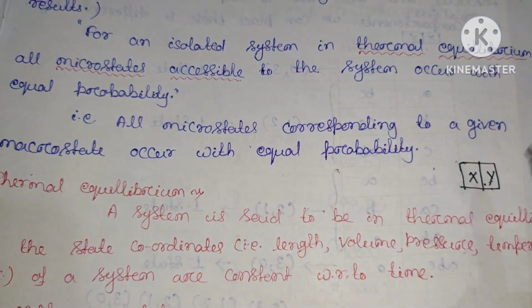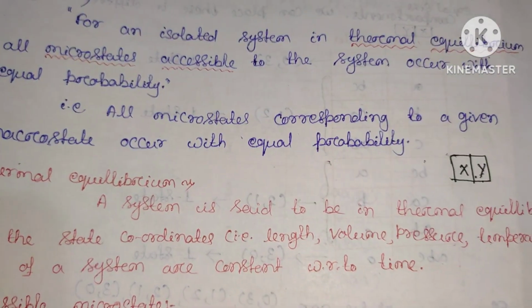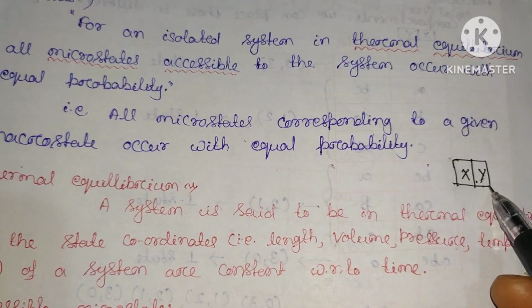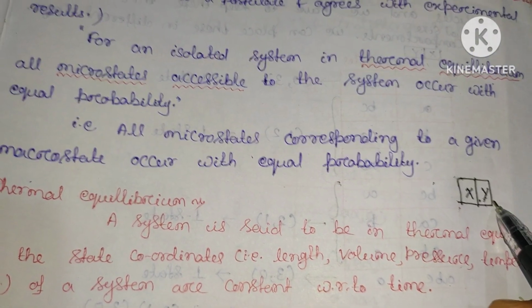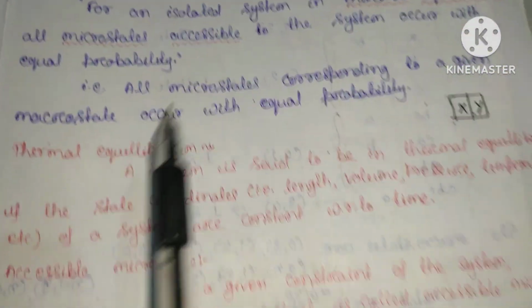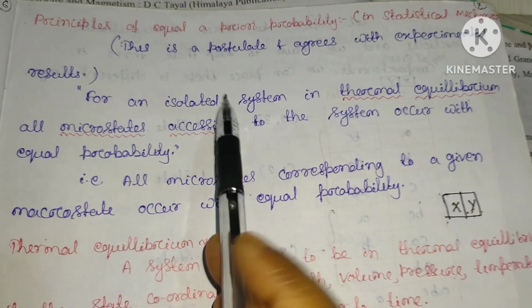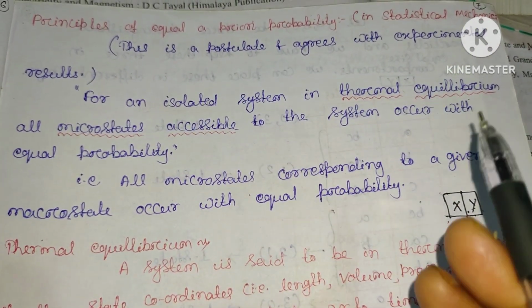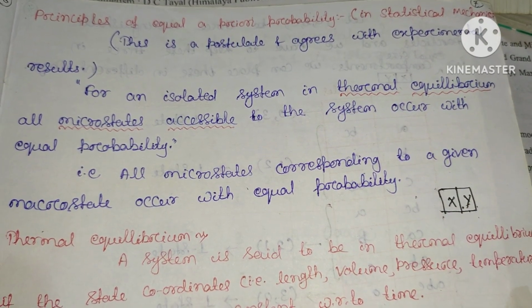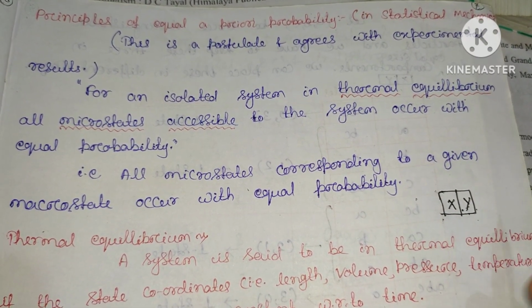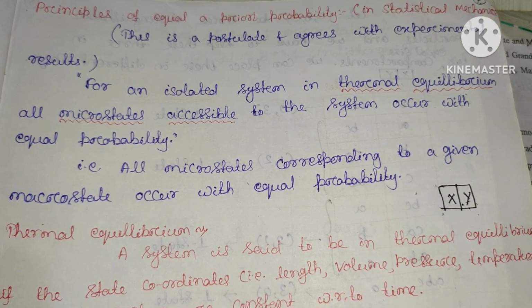So we can say that there will be equal chances of the particle to fall in these two compartments, either in X or in Y. So this is called equal a priori probability. Every compartment will be given equal priority.